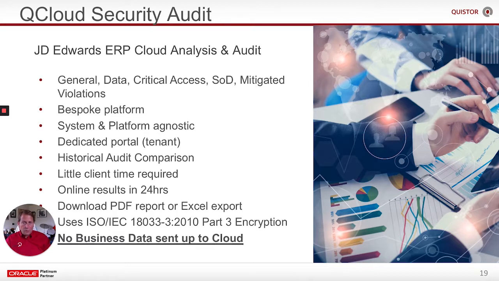I mentioned the historical audit comparison. That doesn't just apply to license audit, it also applies to security audit. So all of the various metrics that you gain out of a security audit, you can also compare over time. It's a Java applet. It still takes 20 minutes to install, and you still get the results in 24 hours. And once again, you get the ability to download a PDF report or an Excel spreadsheet with the results in it.